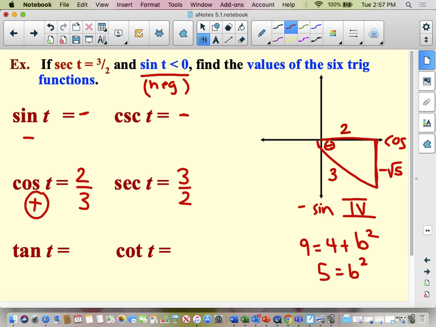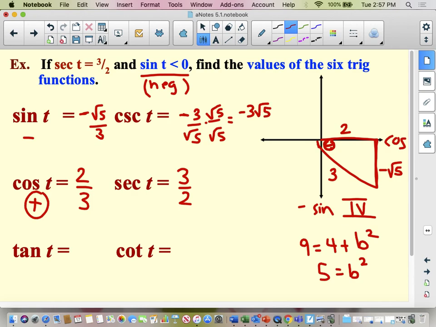Now I can use that triangle to find everything. If I go back to my theta here at the origin, sine is opposite over hypotenuse. Opposite is negative square root of 5, hypotenuse is 3. So negative square root of 5 over 3. I can just use this triangle for absolutely everything. Cosecant is the reciprocal of sine, so that's going to be negative 3 over the square root of 5. Then you have to rationalize that denominator, so multiply by root 5 over root 5.